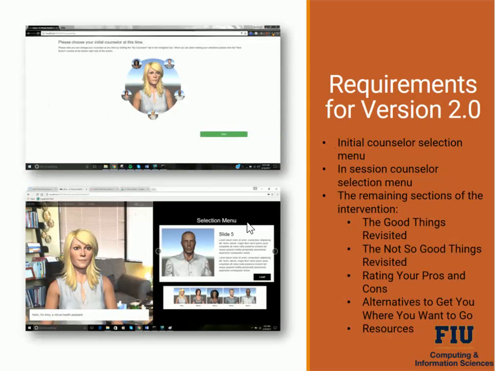Since version 1, the Effective Social Computing Lab have commissioned 4 additional avatars, making a total of 5 available to the user. These counselors have different ethnicities to appeal to different demographics. These avatars are used to interact with the users.